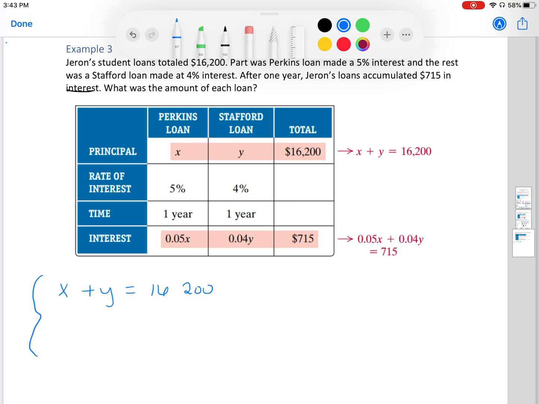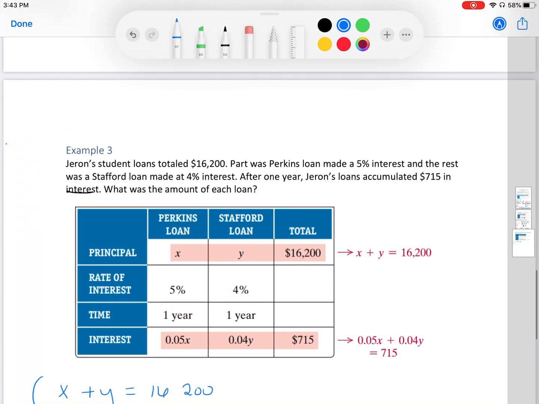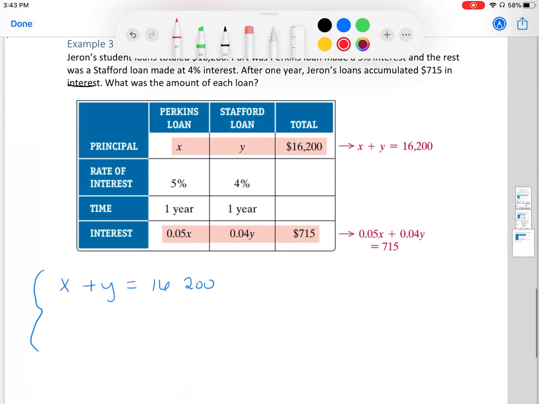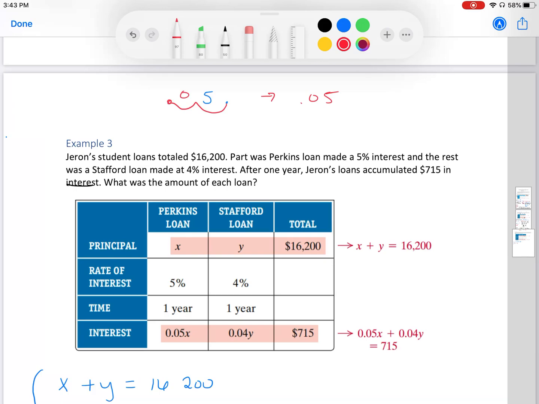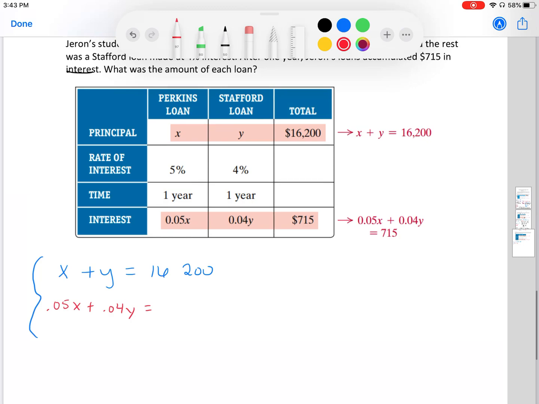Now we have to consider the interest. At a 5% interest, remember to change your percents to decimals. Quick review: if I have 5%, to make it into a decimal, you move it over to the left twice. So this is now 0.05 for one, which is your Perkins, and 0.04 interest for the other, which is your Stafford. Now we're looking only at the interest. The percent is what creates the interest, and these interests summed up to be 715.